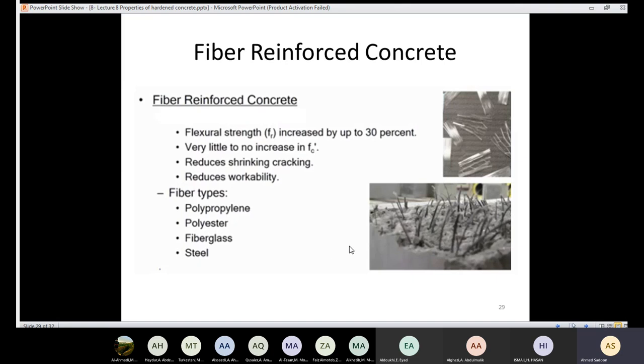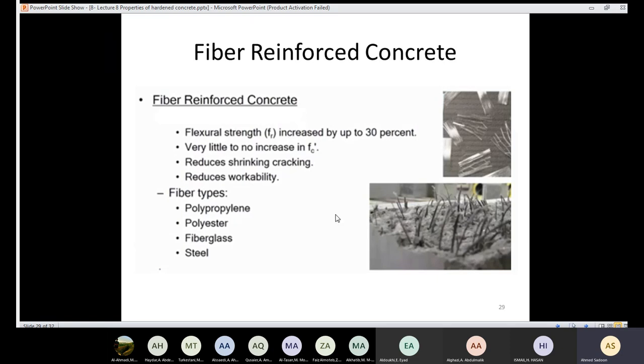If you are going to use fiber, then the tensile strength is going to be enhanced. The flexural strength increased by up to 30%. We know that the concrete is weak in tension. So if we are going to use fiber reinforced concrete, then we are going to enhance the tensile strength. They say here the flexural strength is going to be increased by up to 30%. The fiber has very little effect on increasing the compressive strength. So the fiber is not going to increase the compressive strength. It's always going to increase the tensile strength.